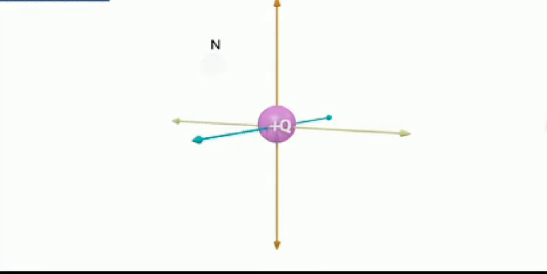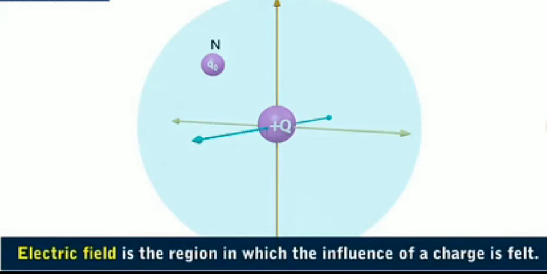Now, let us remove the charge q from the origin and reintroduce charge q0 at the same point n. Charge q0 does not accelerate now and remains at rest. This means that the force experienced by q0 is due to charge q. We say that since charge q0 is in the electric field of charge q, it experienced a force. An electric field is the region in which the influence of a charge is felt.